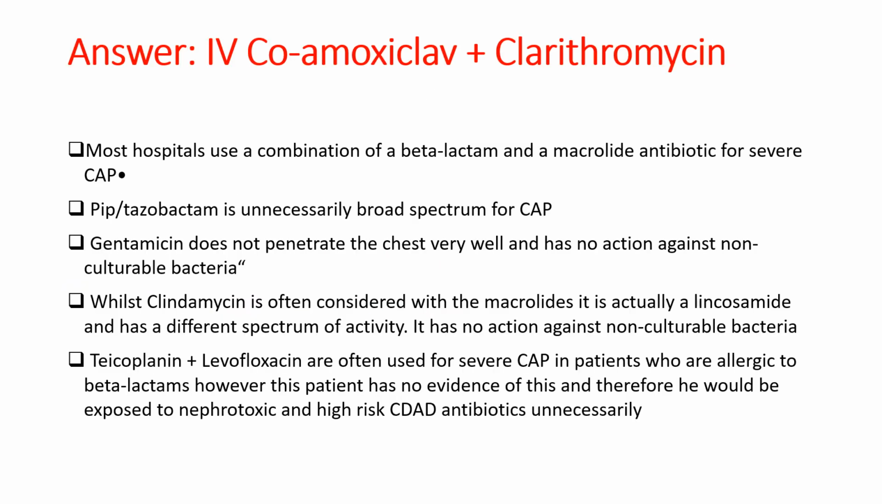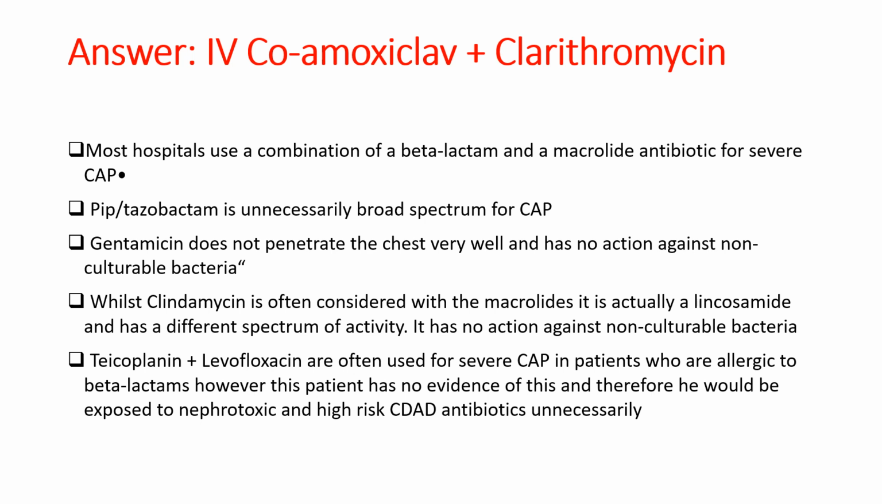Most hospitals use a combination of a beta-lactam antibiotic and a macrolide antibiotic for severe community acquired pneumonia. Piperacillin tazobactam is unnecessarily broad spectrum. Gentamicin doesn't penetrate well into the chest cavity and doesn't have any action against non-culturable bacteria. Clindamycin is often considered with the macrolides, but it is actually a lincosamide and has a different spectrum of activity. It doesn't have any action against non-culturable bacteria. Hence, the drug of choice is co-amoxiclav plus clarithromycin.